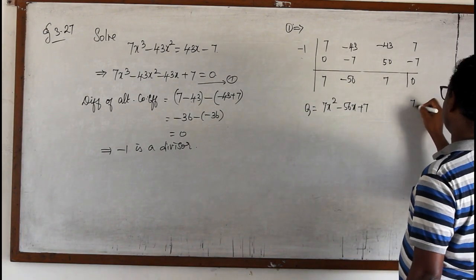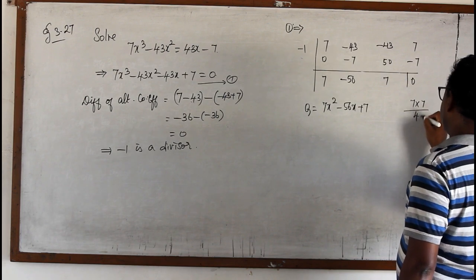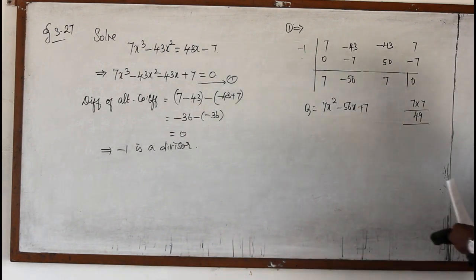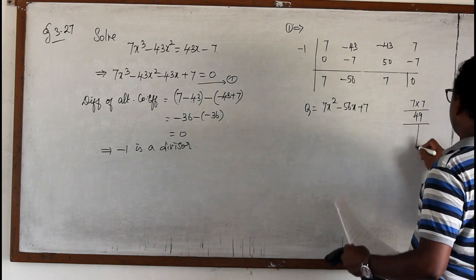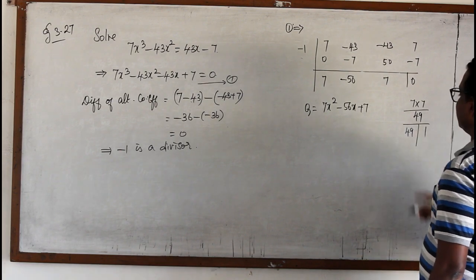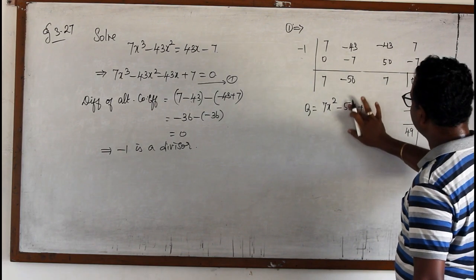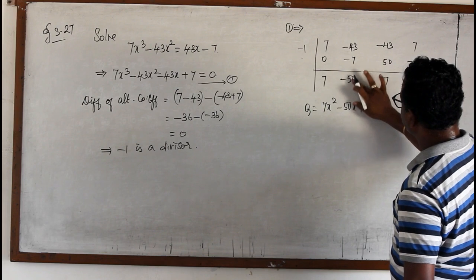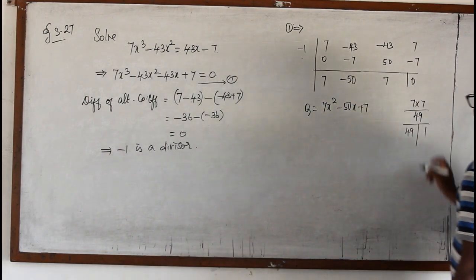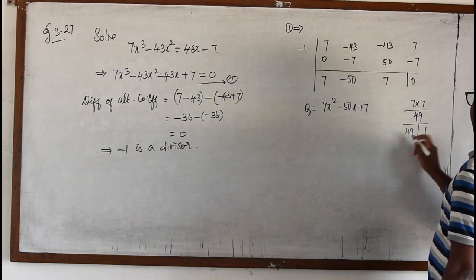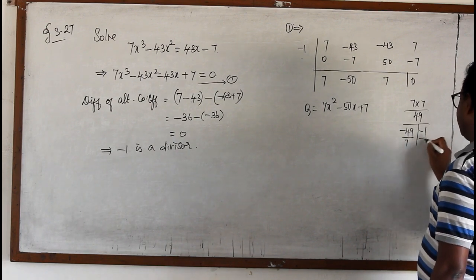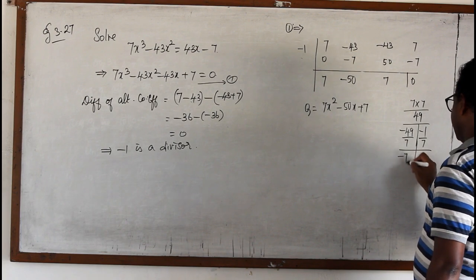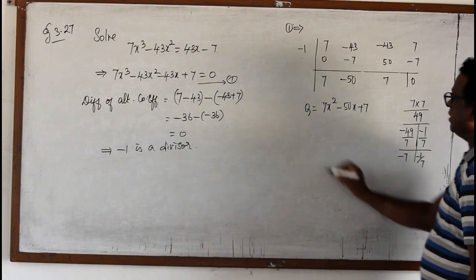Therefore, 7 sevens are 49. When I factorize this, into 1, which gives me 50 here. 49 ones are 49. When I add it becomes 50. So minus 49, minus 1. So by 7 gives me minus 7, minus 1 by 7.